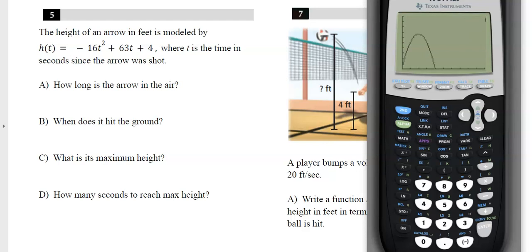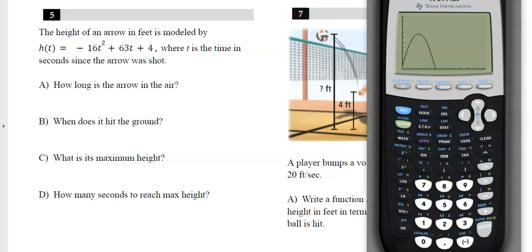Oh, not too bad. So it looks like, roughly just ballpark, it's in the air for about 4 seconds, and it looks like at 2 seconds, it's at the highest point. I could do this using algebra. Like if I really wanted to, I could find the vertex and I could find the zeros using algebra. But I don't want to. I have a graphing calculator, so why not just use it? So let's do some calculating here.